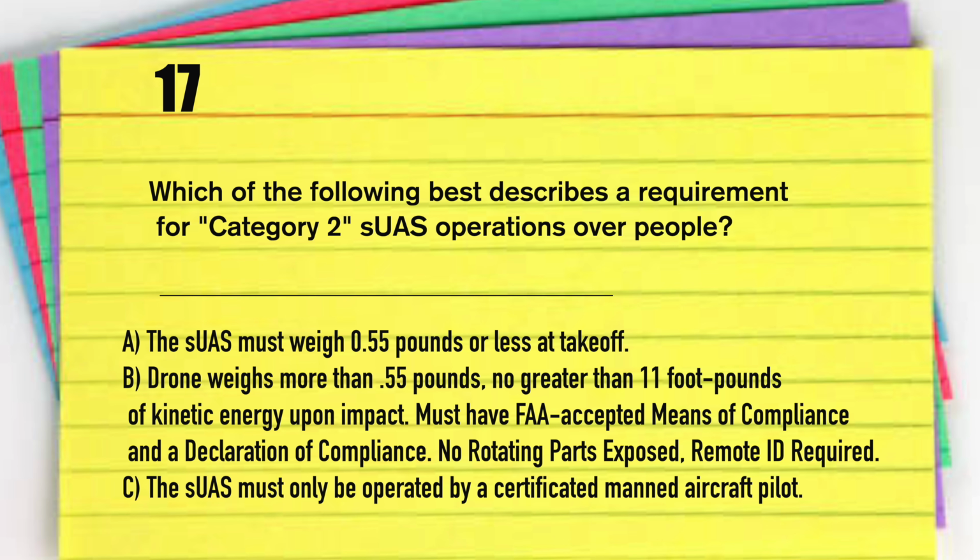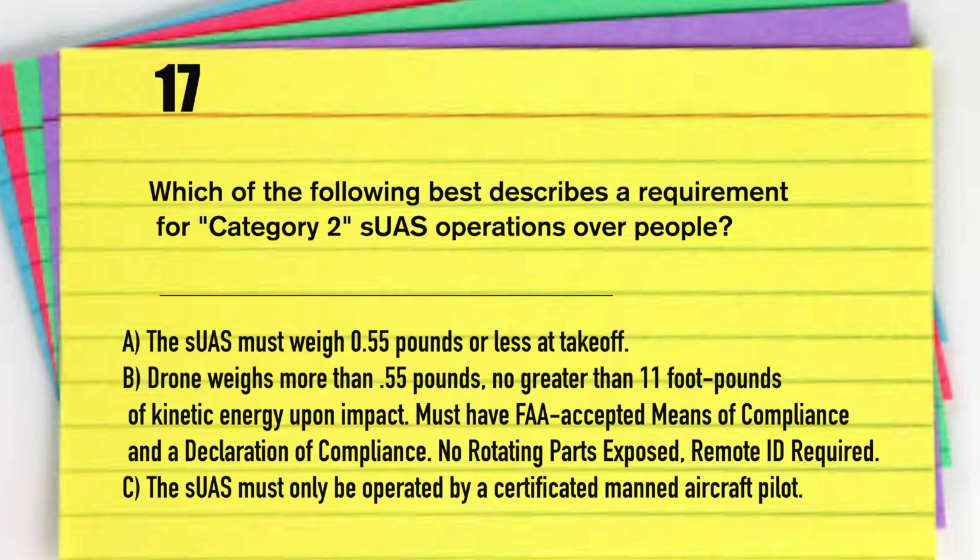Let's continue with the same question, but this time for Category 2. What is required for flying over people in Category 2? Well, you see, I've put together another cheat sheet, so that's giving you a clue. The drone must be over 0.55 pounds. Notice they're not mentioning grams.